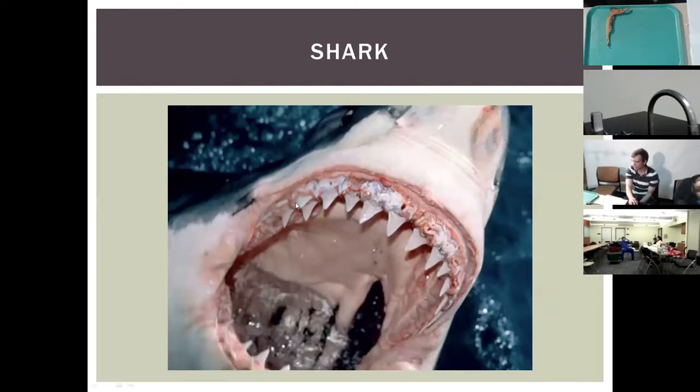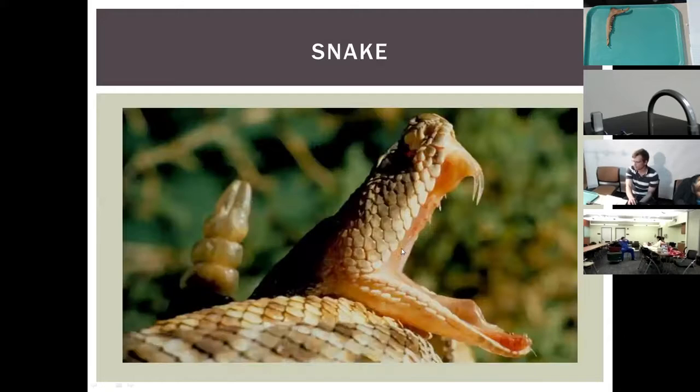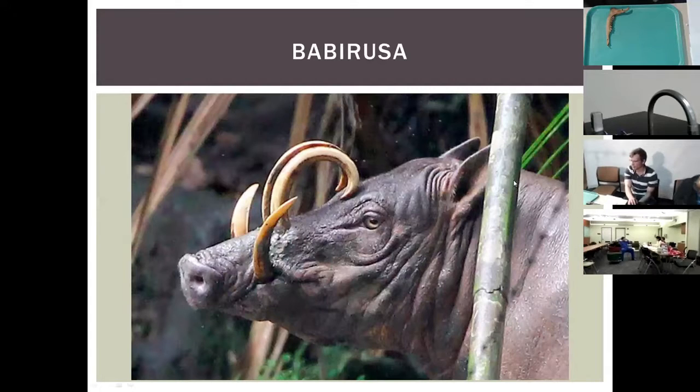And then here's your shark. You can only see 2 rows on this shark. So you can see 1 and 2, 1 and 2 right there. But they are constantly losing these teeth and just regrowing more. And then you have a rattlesnake here, and you can see the fangs out front. And I just wanted to throw out some interesting animals and some weird teeth out there.